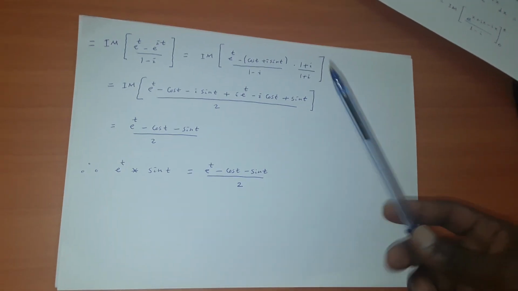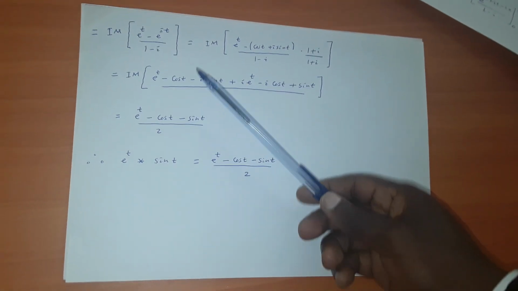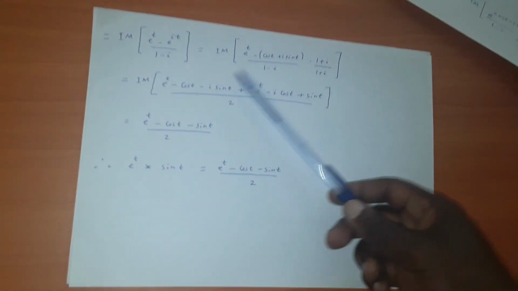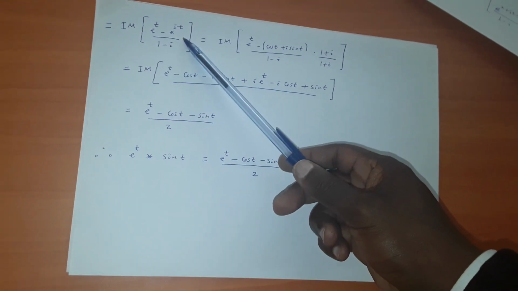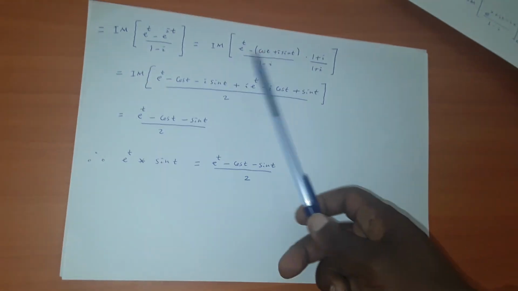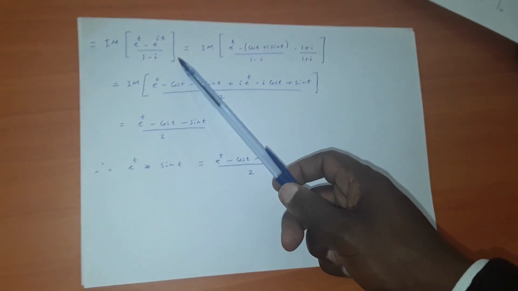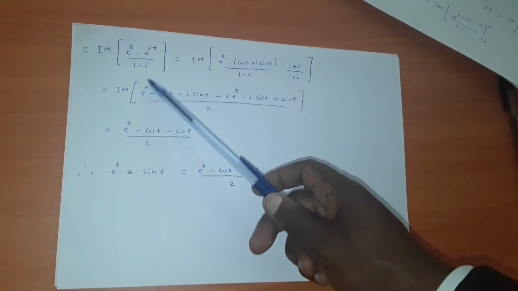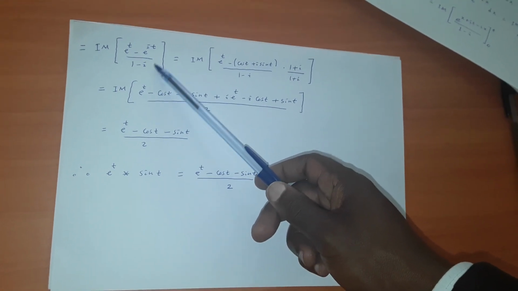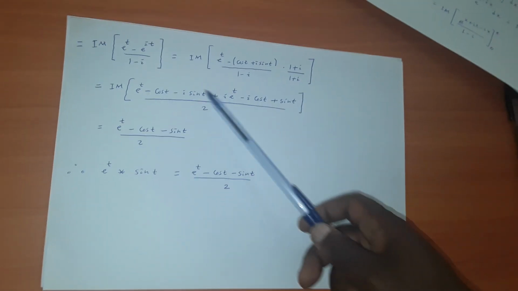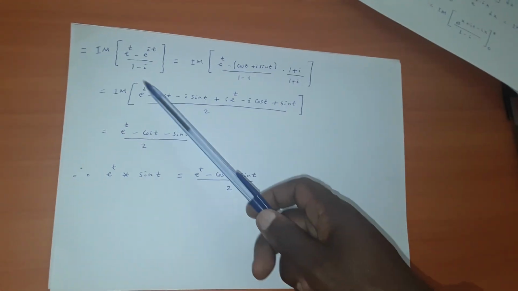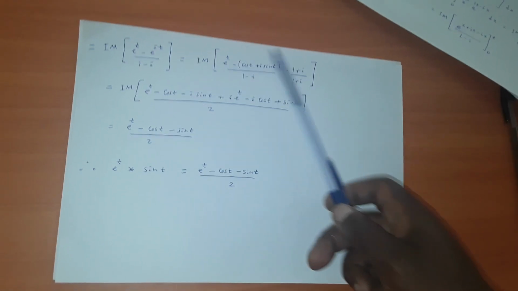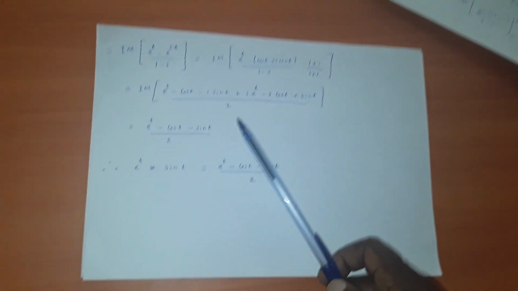We are seeking to assign the specific value here at x equals 0. We get this, and we have it expanded into cosine and sine, from Euler's identity. We get this, and it has to be rationalized. To rationalize, you multiply both numerator and denominator by the conjugate of the denominator 1 minus i, so its conjugate is 1 plus i over 1 plus i.